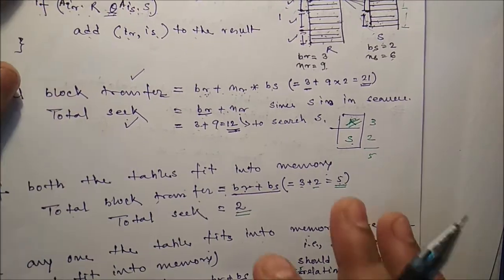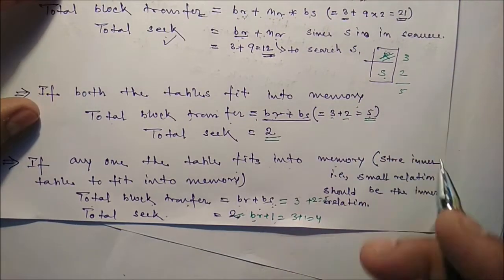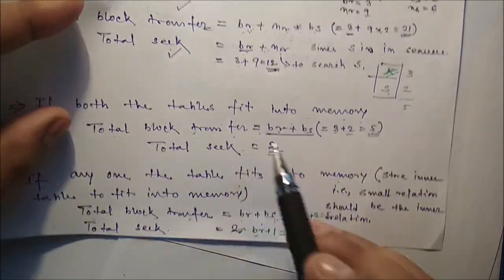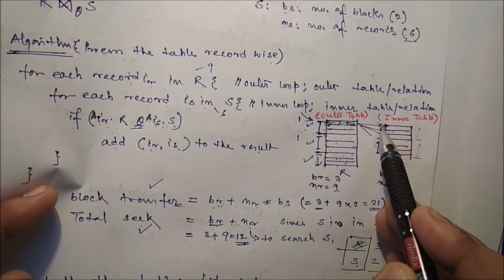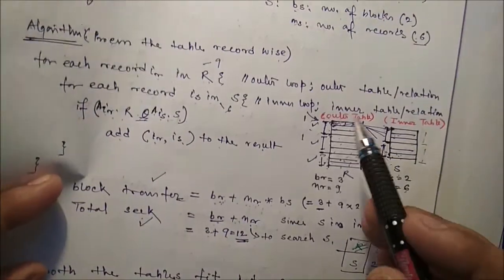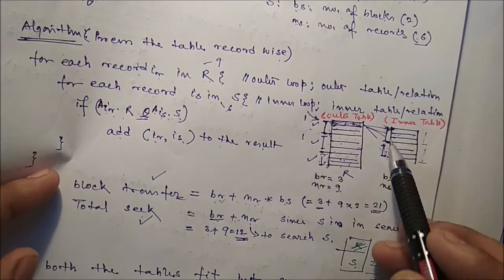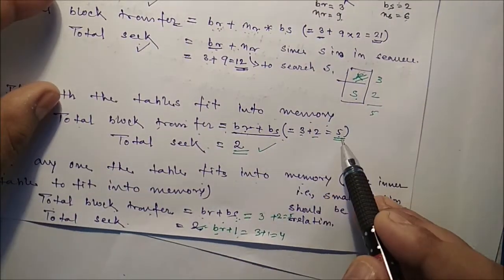Are you getting this one? Just see this. If both the tables fit into the memory, we need 1 seek time and 1 seek time, so it is 2 seek time. We have to transfer this block, this block, this block, this block, this block, so 1, 2, 3, 4, 5. So BR plus BS is 5.